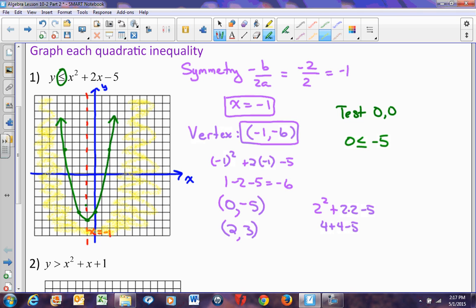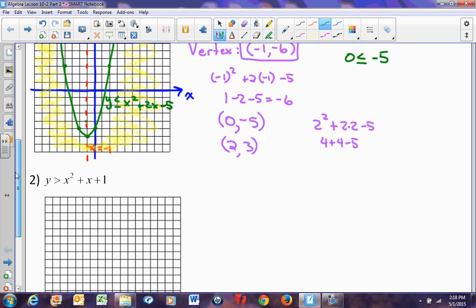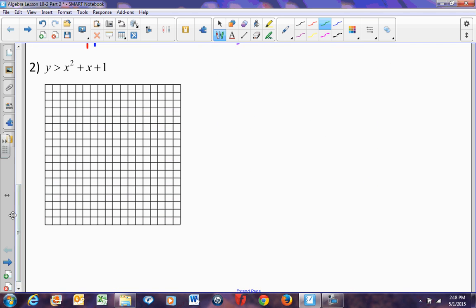And last but not least, I should label my parabola. In this case, y is less than or equal to x squared plus 2x minus 5. Let's look at the second one here. Let's do y is greater than x squared plus x plus 1.